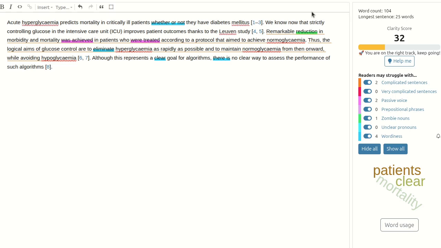But you could also take the other route and just remove the name of the study from the sentence and just put a reference there. And then you wouldn't have to say we now know or we know now, or thanks to the Leuven study. You could just say, if we strictly control glucose in the ICU, then patient outcomes improve, reference. And that's another sentence structure that you can use that gives the same information. So here I'm proposing some different ways to write these sentences, but there are always other ways.